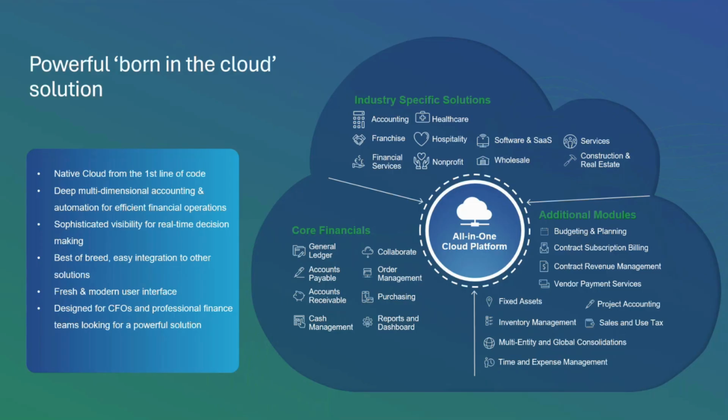Then we have our core financials. In our core financials, these come stock standard with the system. It's our core modules. They include AP, AR, GL, and Collaborate, and Collaborate is just a communication feature where we are able to communicate either internally or externally about any task that needs to be done.